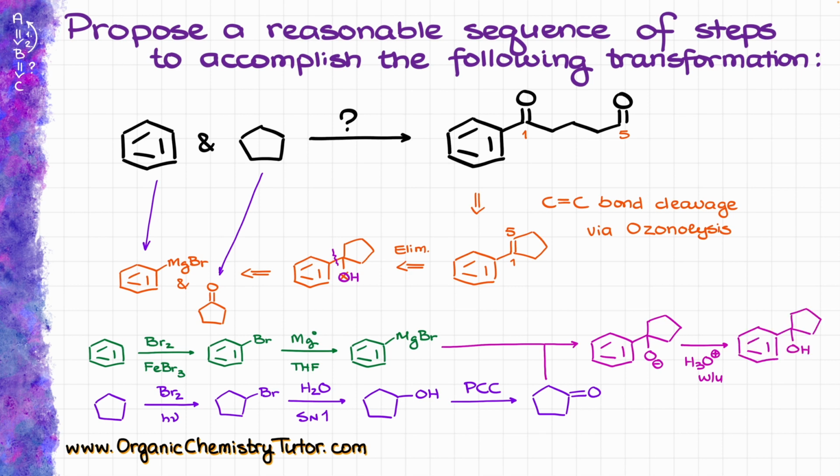Now, to go from the alcohol to our alkene, we are going to do the dehydration reaction. This is a simple dehydration of alcohol reaction, which is done E1 style in the presence of a strong acid. So we're going to use something like H2SO4 and heat, making my alkene.